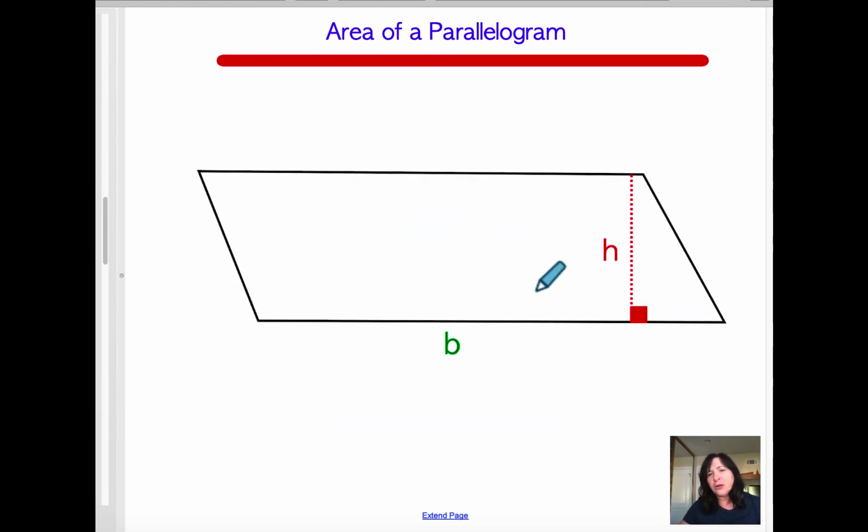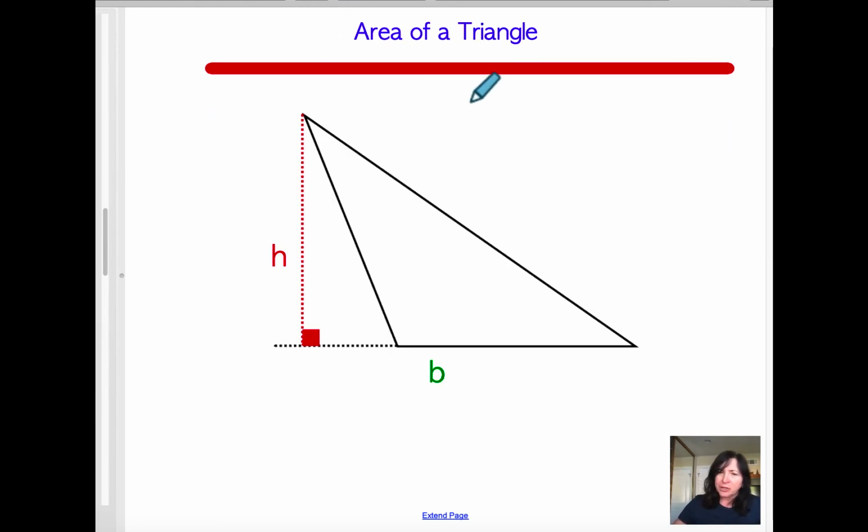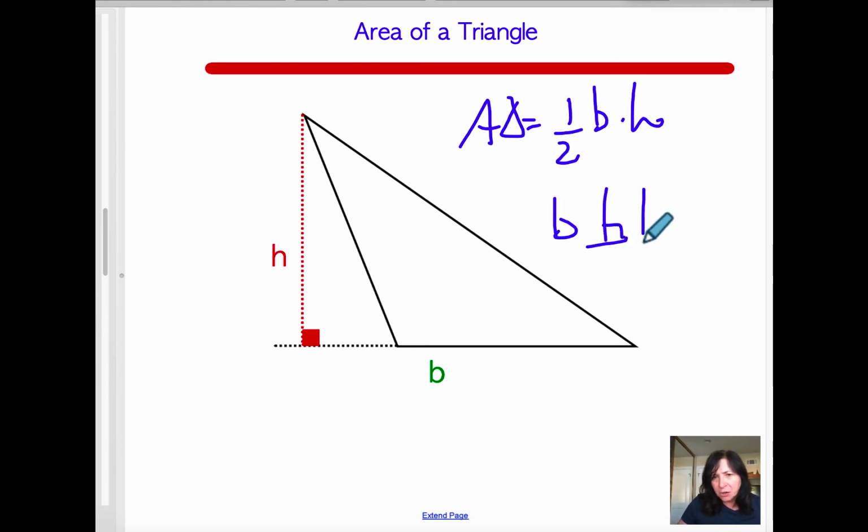Area of a parallelogram, again, so important that you understand that the area of a parallelogram is the base times height, where the base is perpendicular to the height. So you have to know that. Likewise, area of a triangle is going to be equal to 1/2 base times height, where the base is perpendicular to the height.